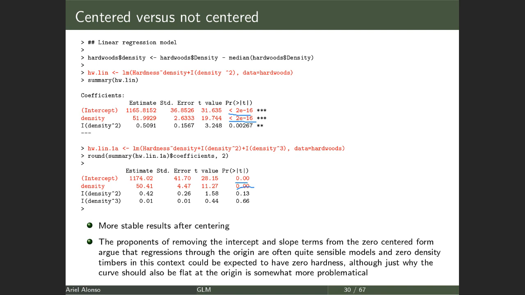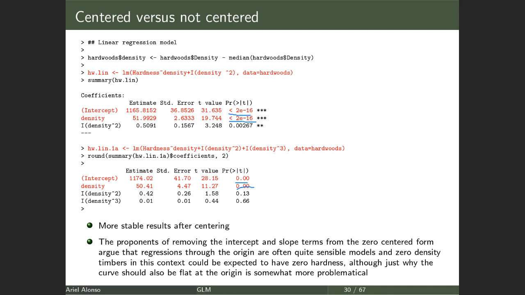they can even claim that that was a reasonable thing to do from the nature of the problem, because you may argue, well, if I have zero density in the timber, then obviously I should have zero hardness, right? Because if the density of the timber is zero, then the hardness should be zero. Yes, that will support the idea of removing the intercept and the linear term and just staying with the quadratic term. However, what is more difficult to explain is why the curve, if you remove the intercept and you remove the linear term, and you just consider the square of density, has other implications.